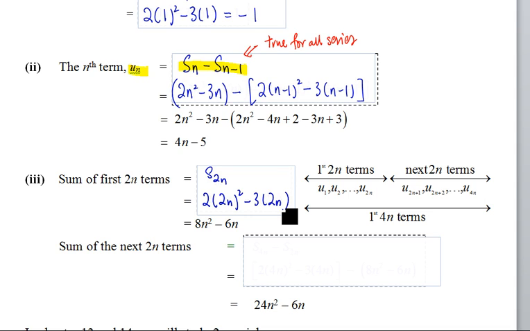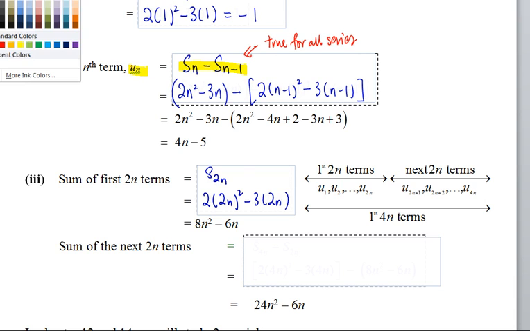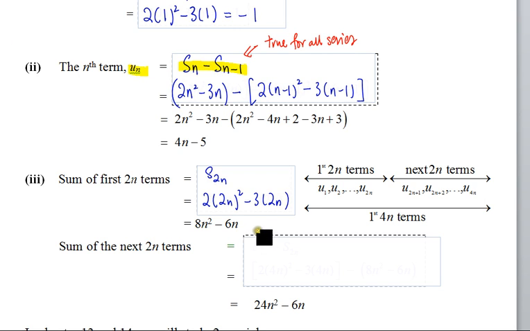Make sense? You take this minus this. The next 2n is not this. The next one is not equal to the first 2n. It's just that the number of terms are the same. But you know what I'm saying? Okay? So the idea is very simple. This is the most important line, which is S4n minus S2n.